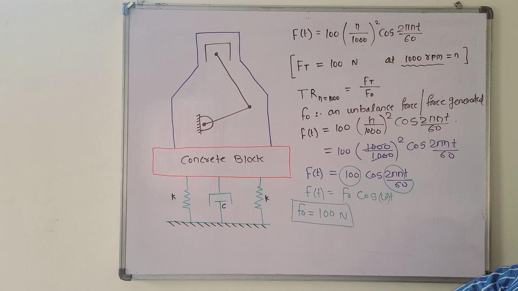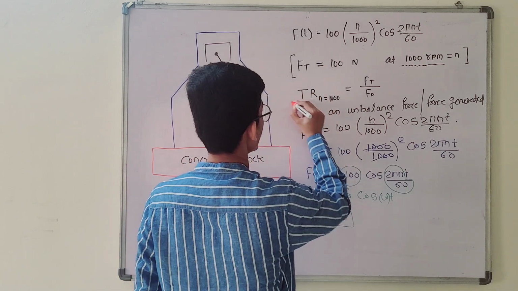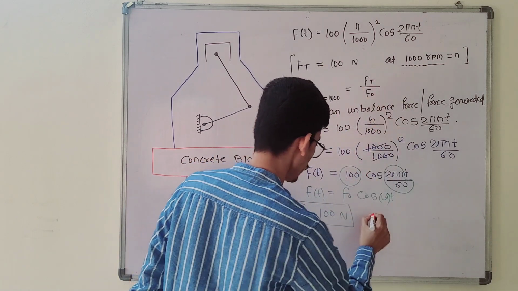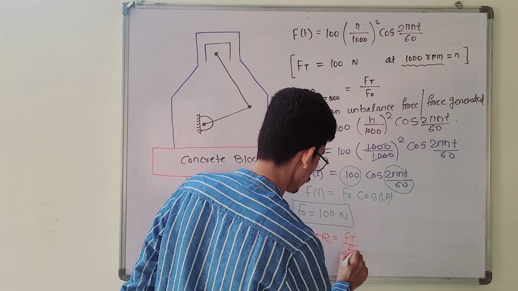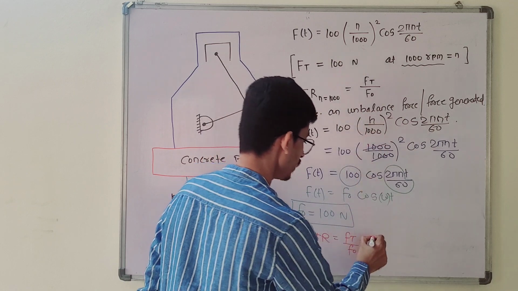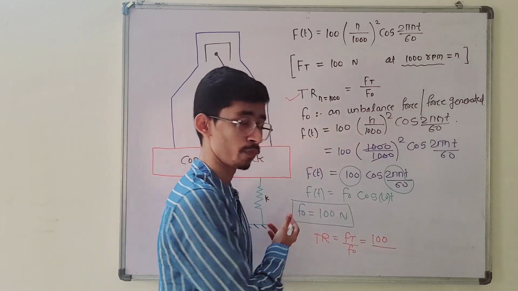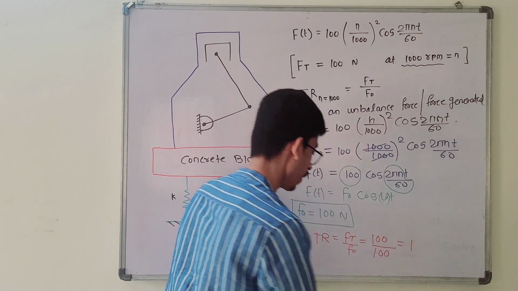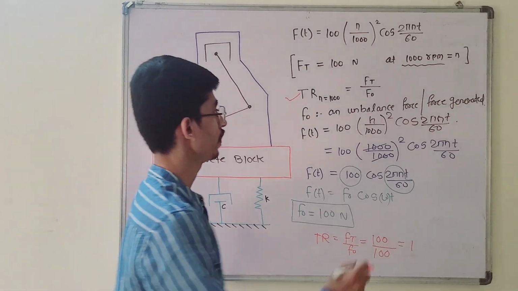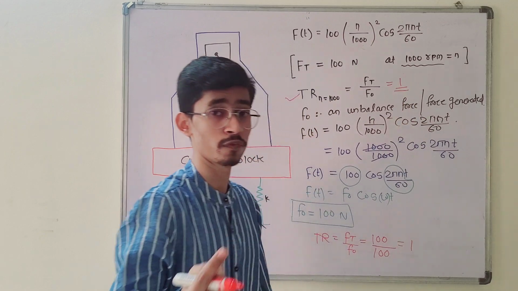So once you know this, I would like to ask you, what will be our force transmissibility? The force transmissibility, or transmissibility ratio, is equal to Ft by F naught, and our Ft is already given as 100 Newton in the given data, and the unbalanced force we have found is again 100 Newton, so it is equal to 1. Our transmissibility is equal to 1, and this is a very useful data.